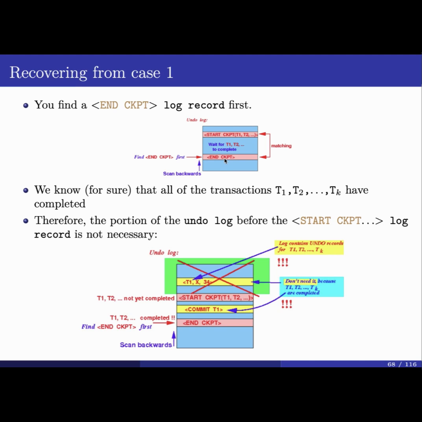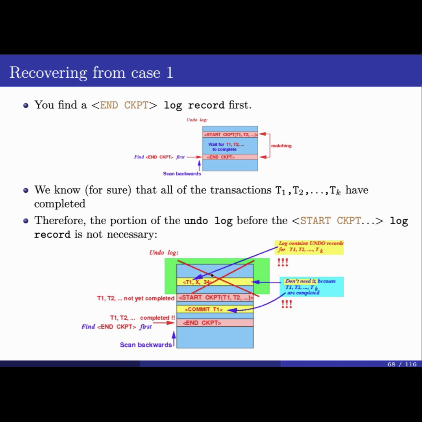And I'm interested only to redo or undo uncompleted transactions. So I'm going to start scanning from the end up to this point. I'm not going to go beyond this point, because any transaction that started before the start checkpoint is going to be listed here as an active transaction, and it's going to be completed or aborted, I mean, successfully or unsuccessfully. So again, the portion of the undo log before the start checkpoint is not going to be necessary. You can do it, but it's not necessary, because all the transactions are committed or aborted, in other words, completed.